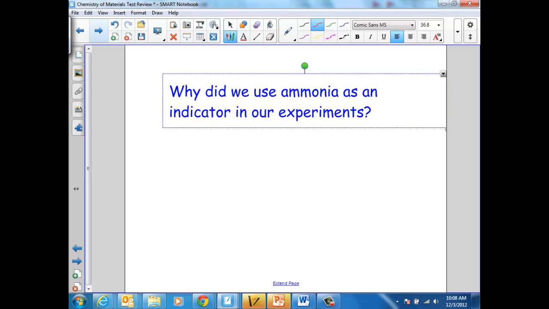Okay, why did we use ammonia as an indicator in our experiments? Why did we use ammonia? Brady? Because if there's copper in something, it makes it turn blue. Okay, if there's copper in something, it makes it turn blue. And why would the use of an indicator be important? Taylor?